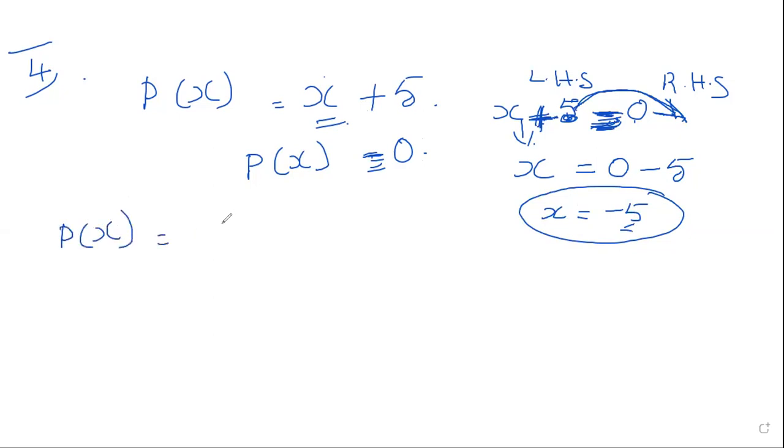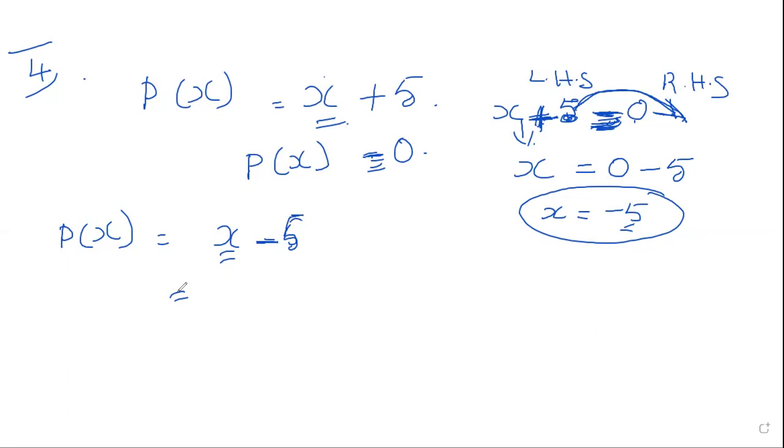P of x is equal to x minus 5. Okay, I think now you can say the answer directly. So -5 cancels, so which value will you write here? Yes, +5. +5 and -5 gives 0.